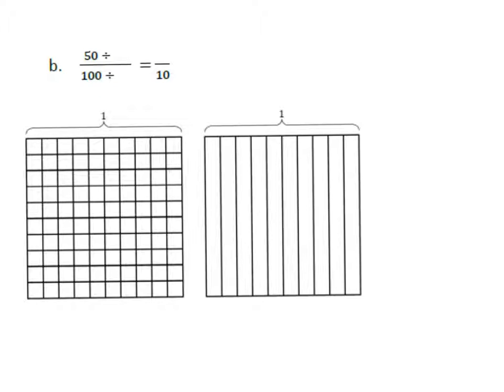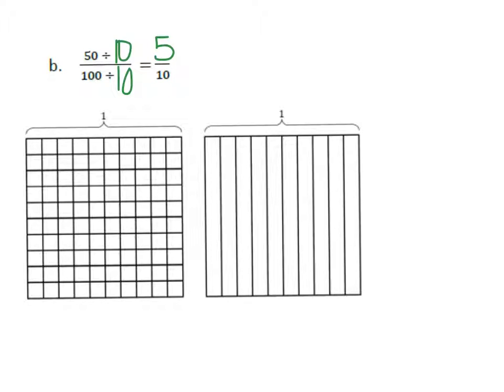Now let's look at letter B. We have 50 hundredths, but this time we are dividing, so we're going backwards almost. What do you think we have to divide 100 by to get 10? Were you thinking 10? I knew it! Okay, so since we divided by 10 at the bottom, we need to divide by 10 at the top. 50 divided by 10 is 5.